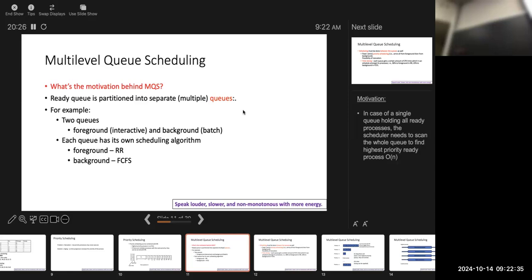Let's say you can use round robin, or you can schedule the process which has been waiting for the longest time. So it depends upon your requirement.